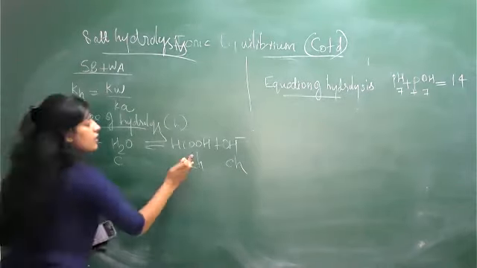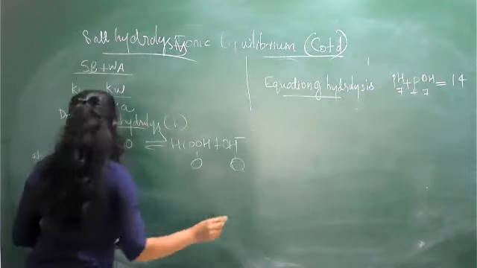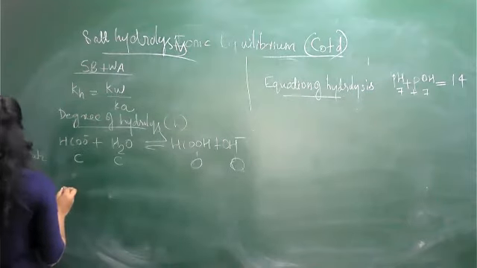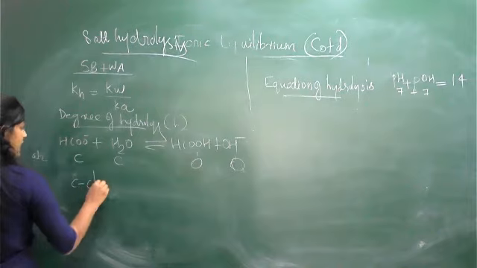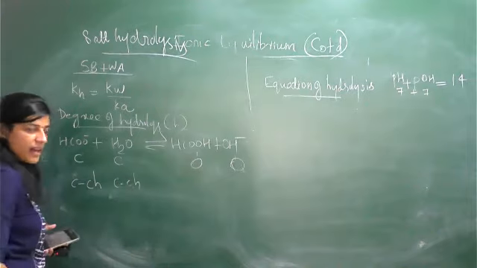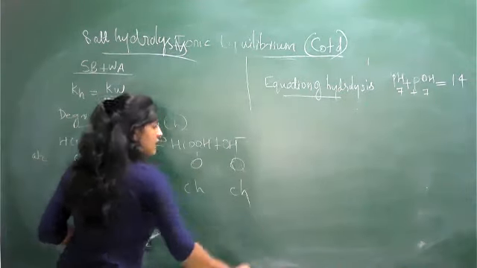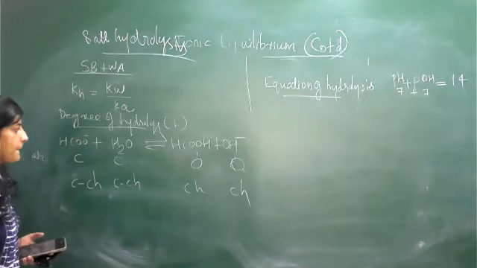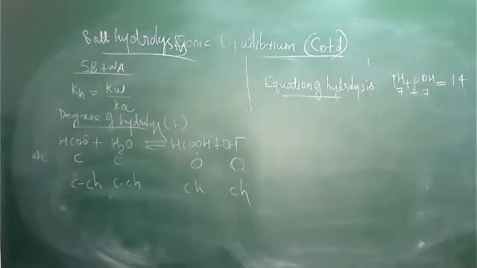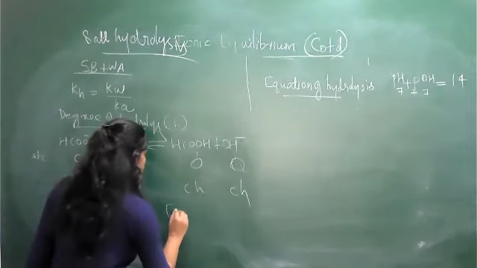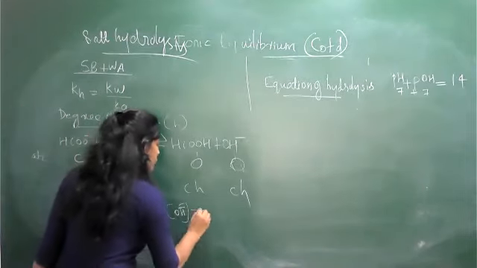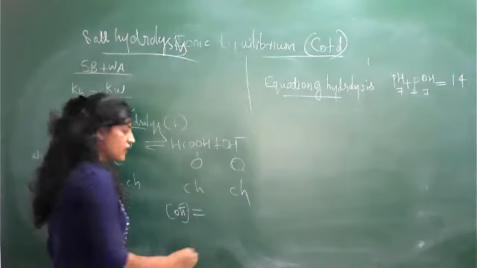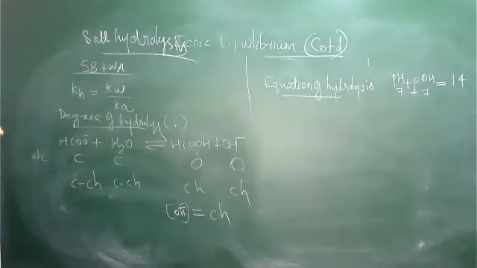Initial condition, both are 0, 0. Then after that, C minus Ch, here also C minus Ch. Like this. So here Ch, Ch. So tell me, students, the OH minus concentration is equal to Ch. OH minus ion concentration is equal to Ch.